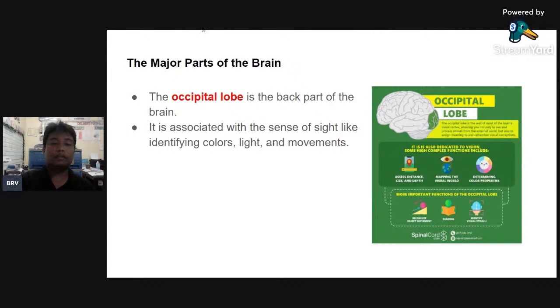Okay, next, no, itong occipital lobe, no. So the occipital lobe is the back part of the brain. So ito yung occipital lobe natin, no, yung green na yan.